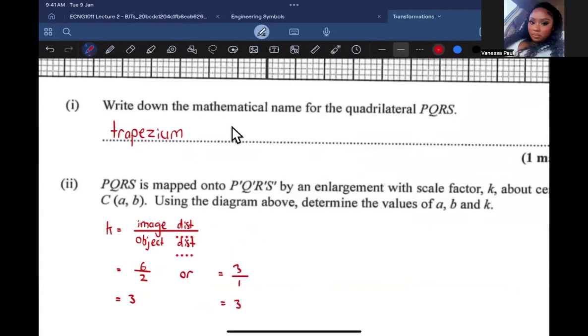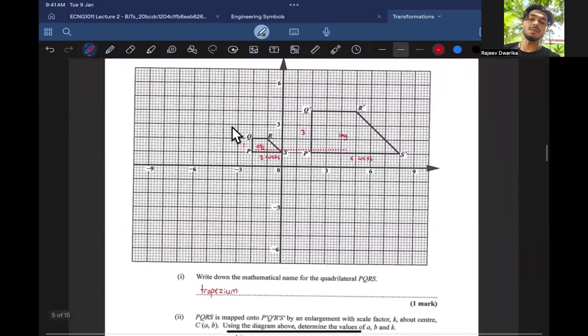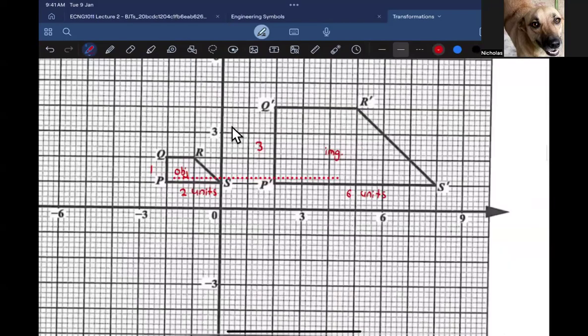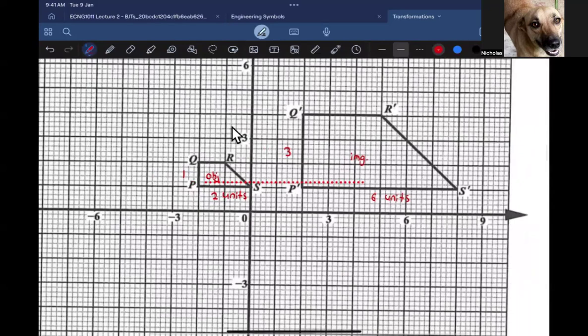Real easy. Cool. Now, whenever you're dealing with an enlargement, you also need to figure out the center of enlargement. Nicholas, can you enlighten the class with your intellectual prowess as to how you might find the center? They say the center is C(a, b). So a must be x and b must be y.